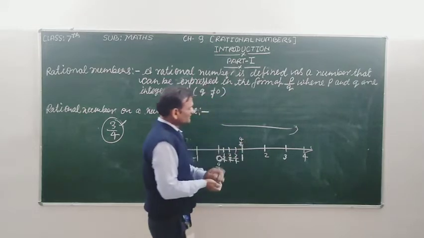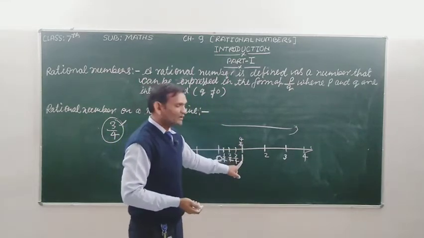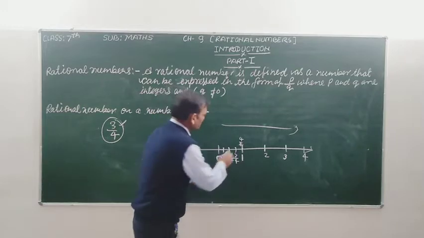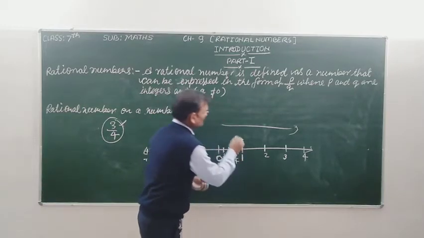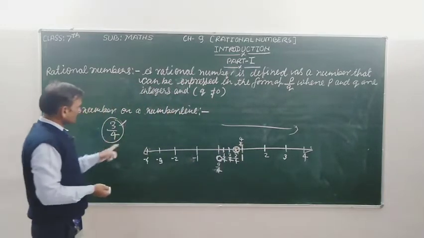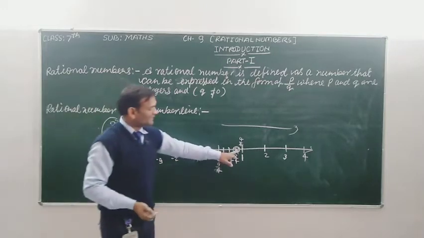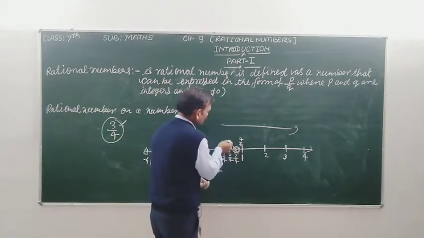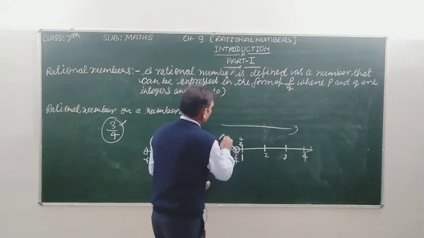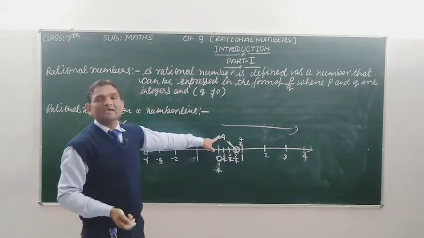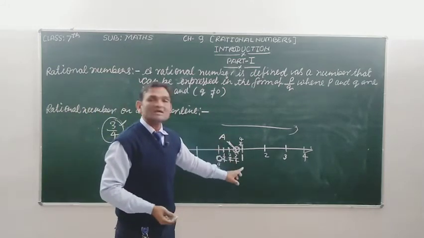And when you divide 4 by 4, you get the one, you know. So 3/4. It means you can say that I have shown the 3/4 on the number line. You can mention the name of this point as A. So you can say that point A represents the rational number 3/4.